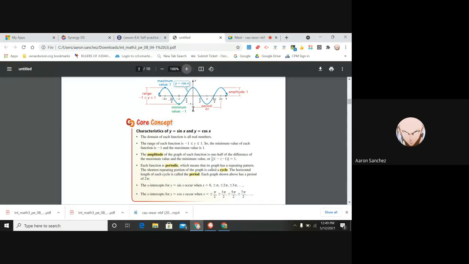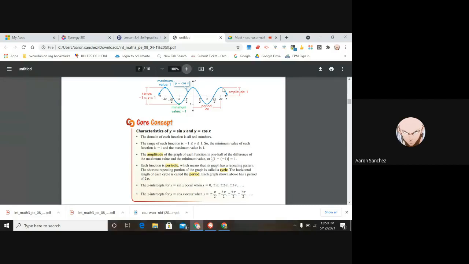The period is when we complete the function. Notice I start on top with cosine. I go down, and I go up, and I go back to the top. That is one period. A period is going around the unit circle one full time.